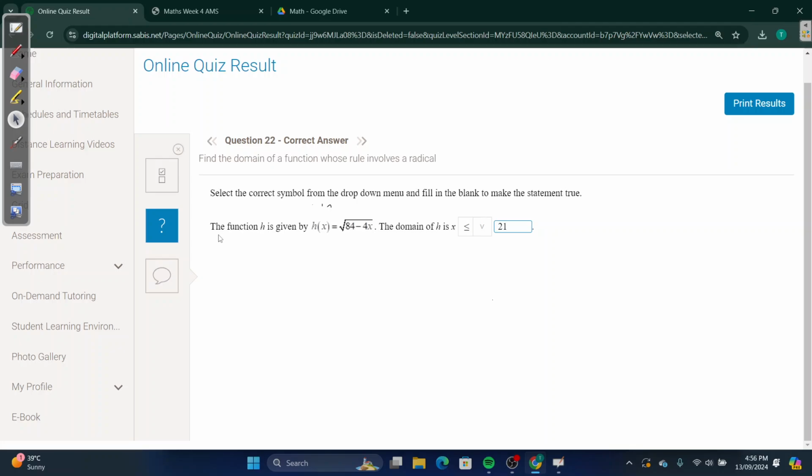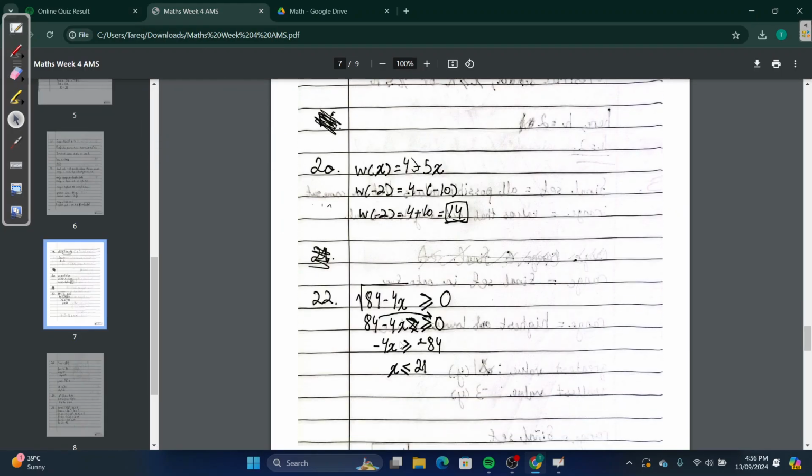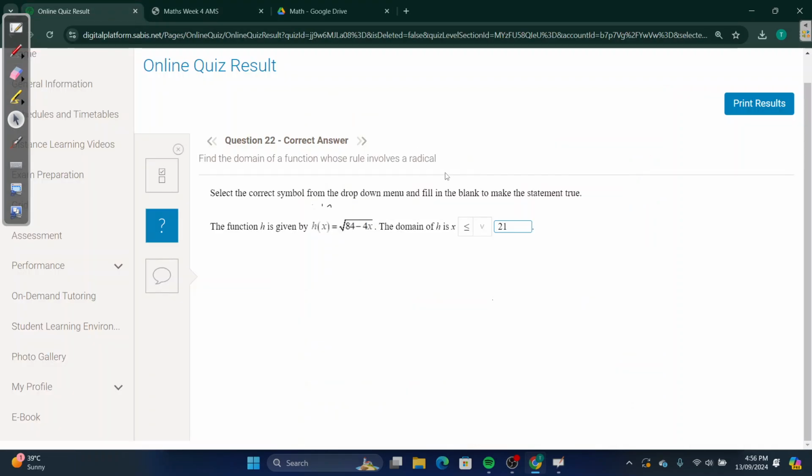Okay. The function h is given by h of x equals the square root of 84 minus 4x. The domain of x. This came in the exam so many times. This is greater than or equal to 0. Your value 84 minus 4x is greater than or equal to 0. You take them out of the root, take 84 to the other side. Negative 84 is less than or equal to negative 4x. Divide by negative 4 to isolate x on both sides. x is less than or equal to 21. And that's your answer.